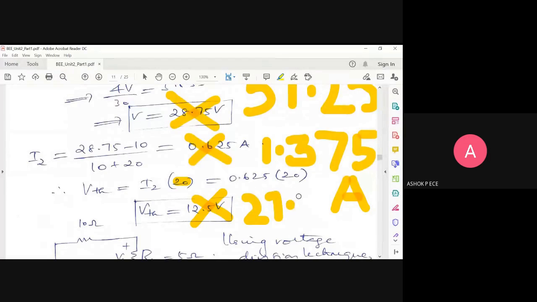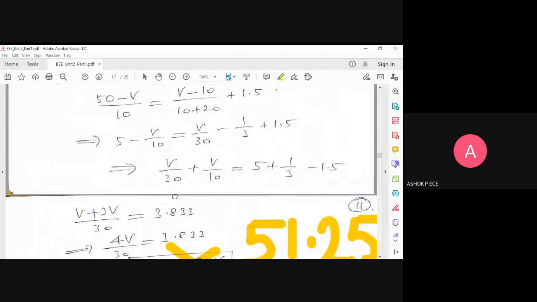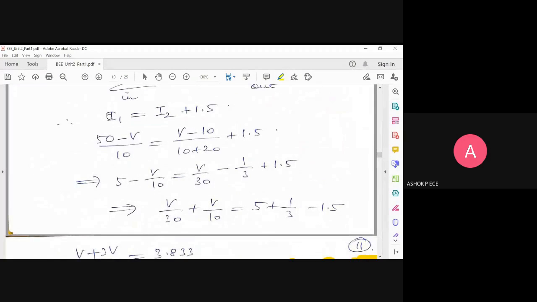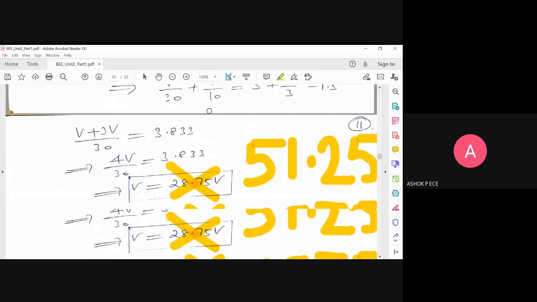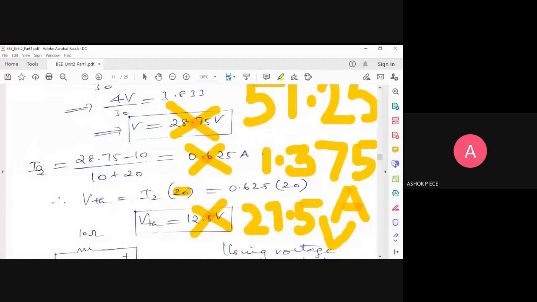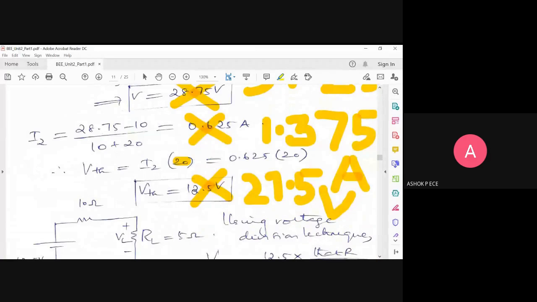So see, what I have got is wrong. The one mistake I did is reflecting in all the answers. One mistake: instead of adding 1.5 this side, I added 1.5 here. So I got my V wrong. I got my I2 wrong. I got my VTH wrong.